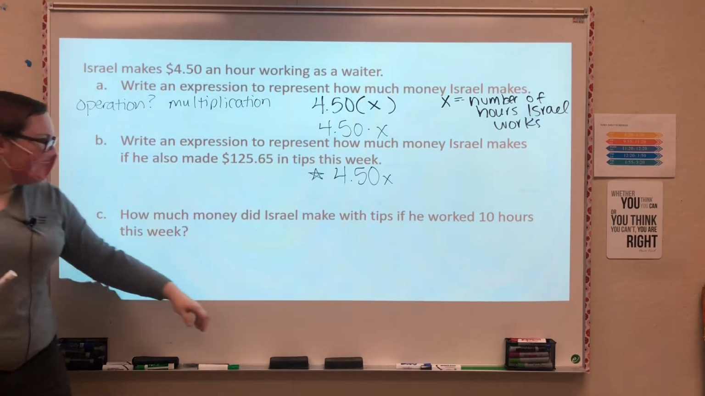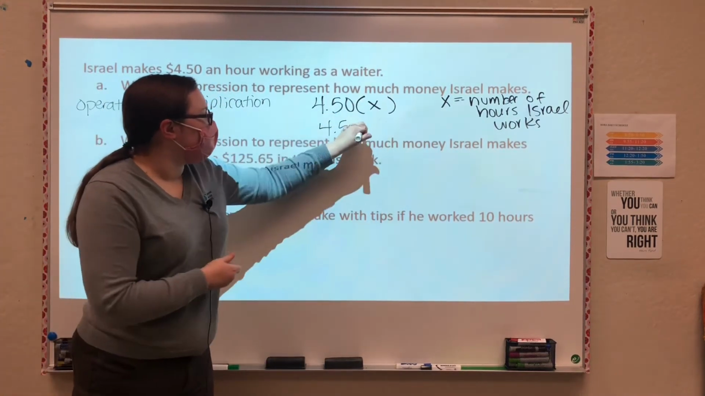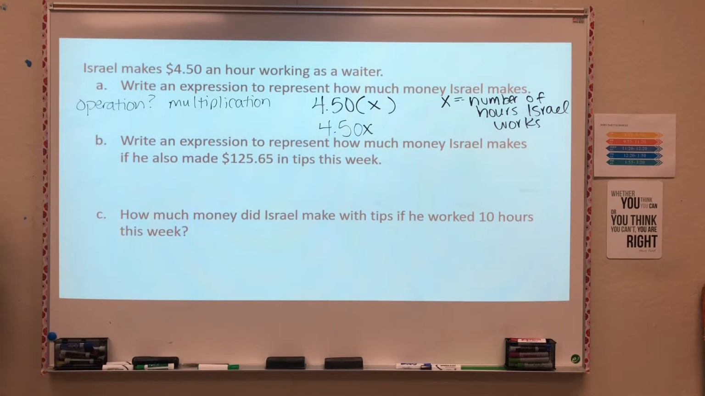Good? Okay. The second part of this, I'm going to come up and just change this one. There we go. Second part says, write an expression to represent how much money Israel makes if he also made $125.65 in tips this week. I'm going to start us off in the same spot as last time. What operation would we want to use here?